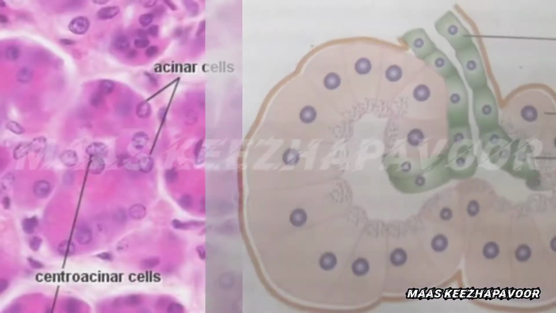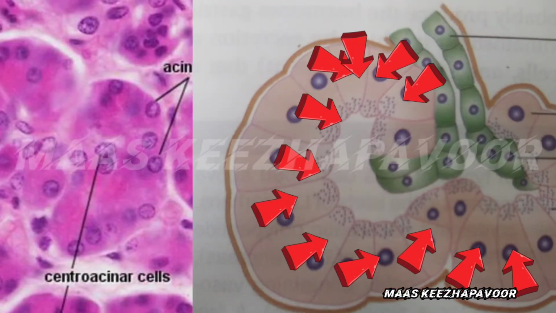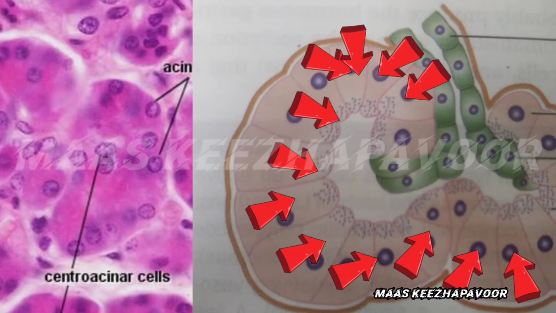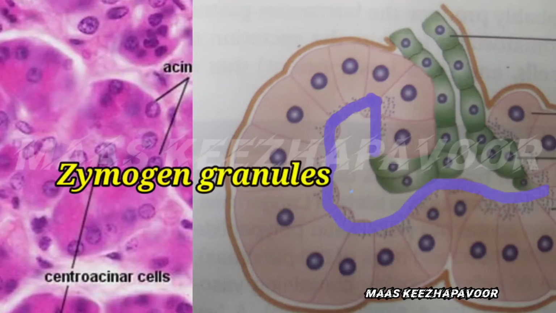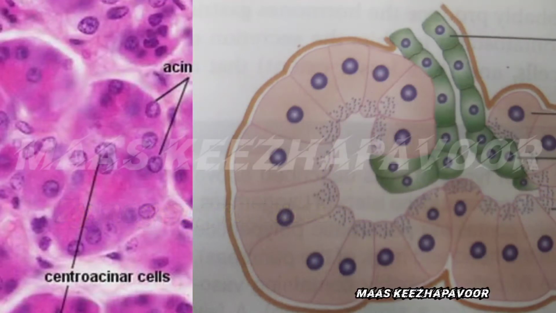The exocrine part of the pancreas has serous acini, and so the lumen is small. The cells of the acini look like triangular in section. The nucleus is spherical and located close to the base of the cells. The zymogen granules are present in the apical part of the cytoplasm.